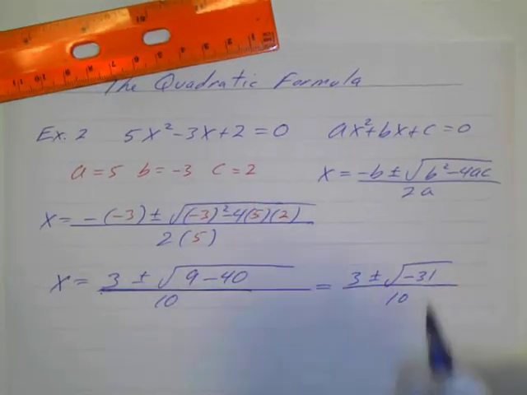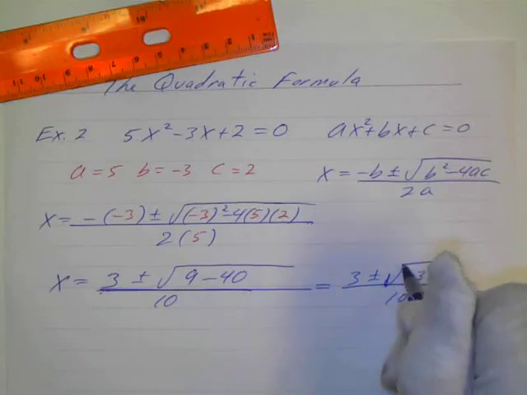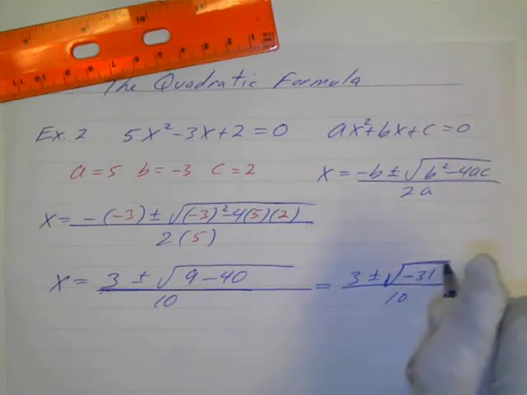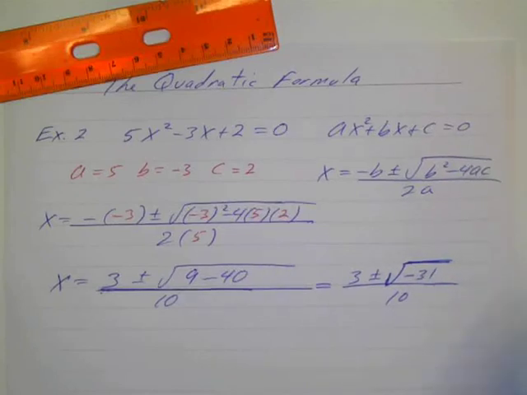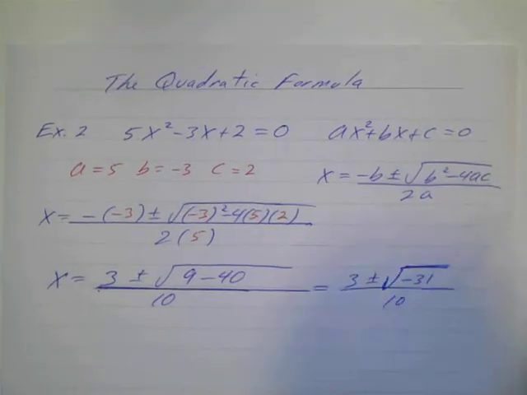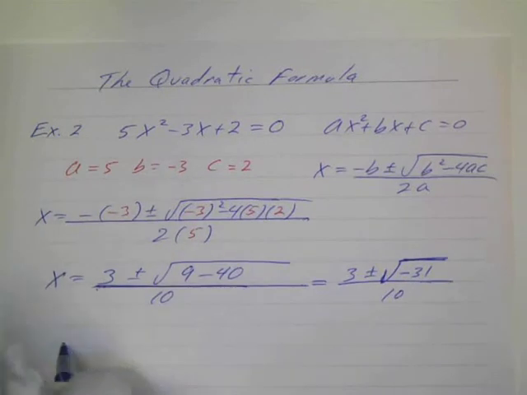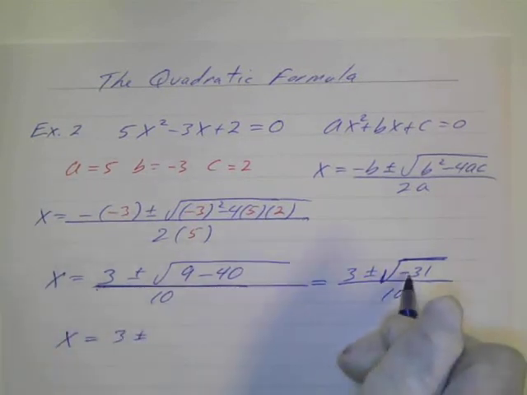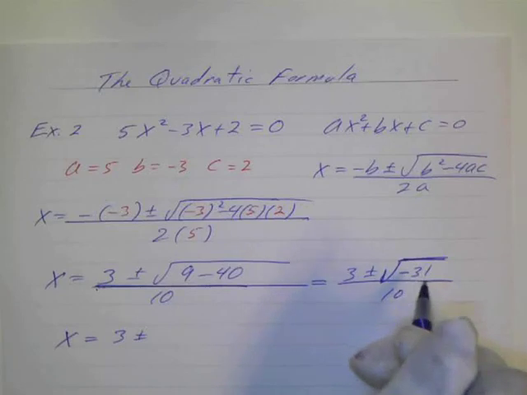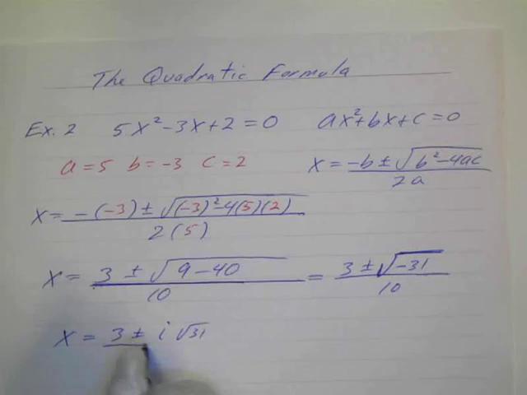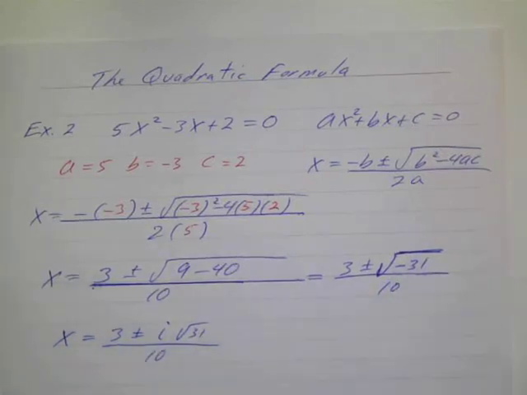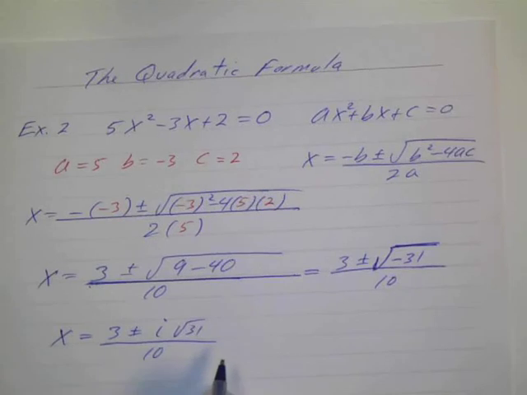Now, remember, we talked about this when we did complex numbers, we don't like the square root of a negative number. In other words, we always have to take out the i's. Just like when you're peeling potatoes, first thing you do is take out the i's. So x equals 3 plus or minus, and I take that square root of negative 1 out as i, and I have i times the square root of 31 all over 10. I got rid of that square root of a negative number. We don't like that. But we have a complex number here.